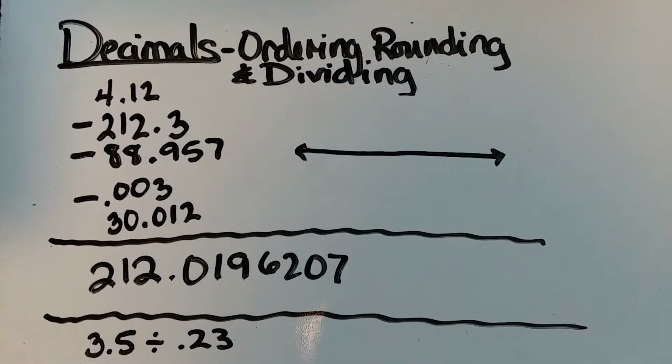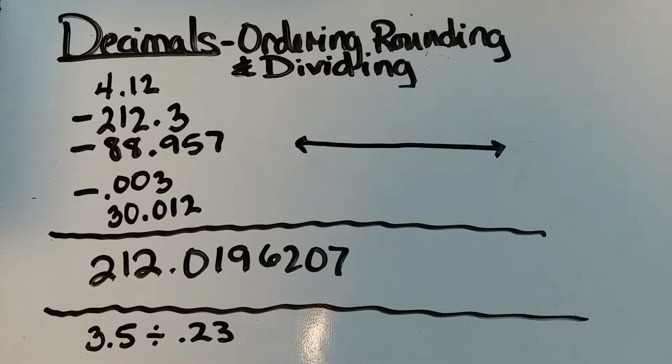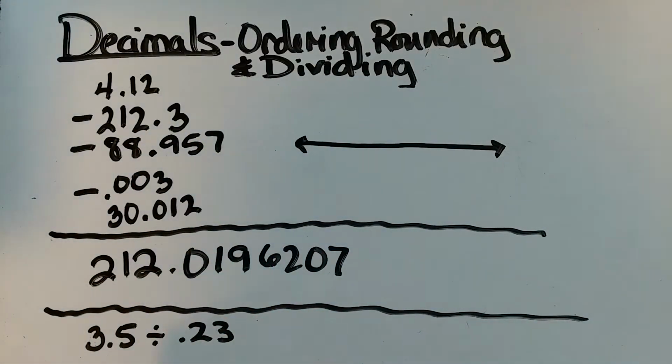Well, here's a short video on ordering, rounding, and dividing decimals. When we're ordering decimals, we could rewrite all of these where we line up the decimal points. We could start that way, and that would help us with place value. But another way to look at this is by taking a look at the individual numbers.